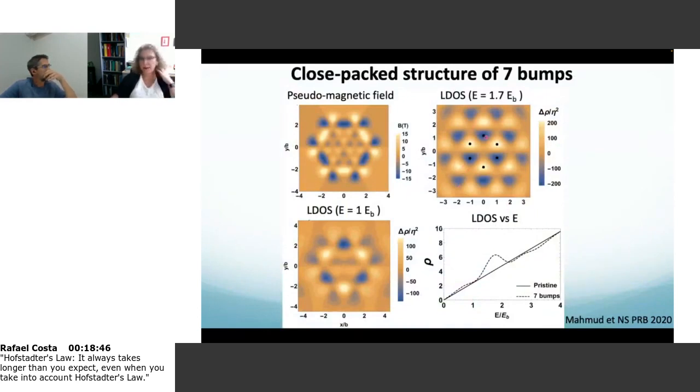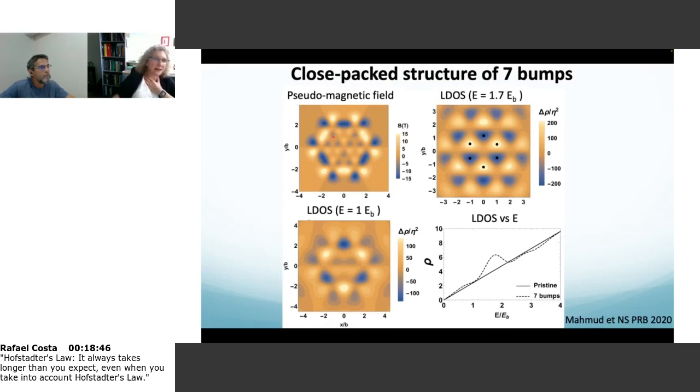Here, unfortunately, when we did this picture, these points indicate the positions for other plots that I am not including. The center of the deformations corresponds to here, here, here, here, here, and there. And again, the maximum effect occurs in the overlap. This has to be compared with the structure of the pseudomagnetic field that we have for this type of close-packed 7 bump structure.